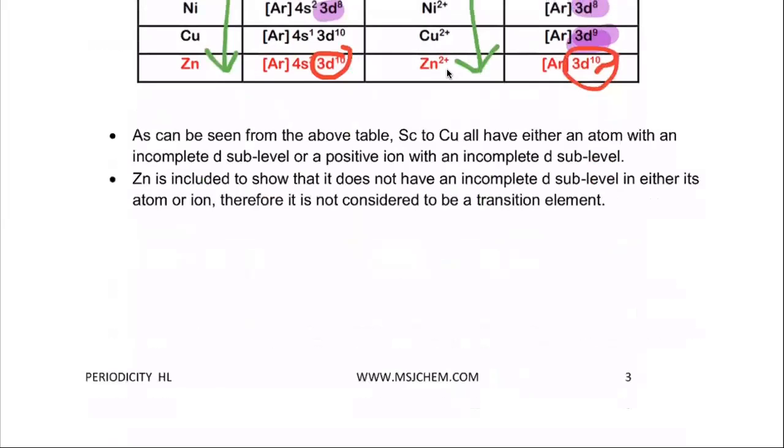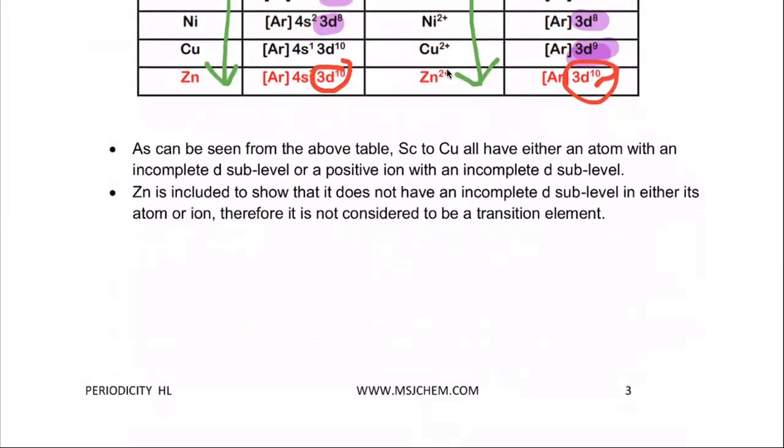Really, these unpaired or unfilled, incomplete D sublevels are what give transition elements a lot of the properties we're going to talk about. It's what allows them to be magnetic. It's what allows them to act as catalysts. It's what allows them to have different colors because of some energy differences. All the different things that go in here tie back to the fact that transition elements have incomplete D sublevels. And that's why zinc is technically not a transition element.